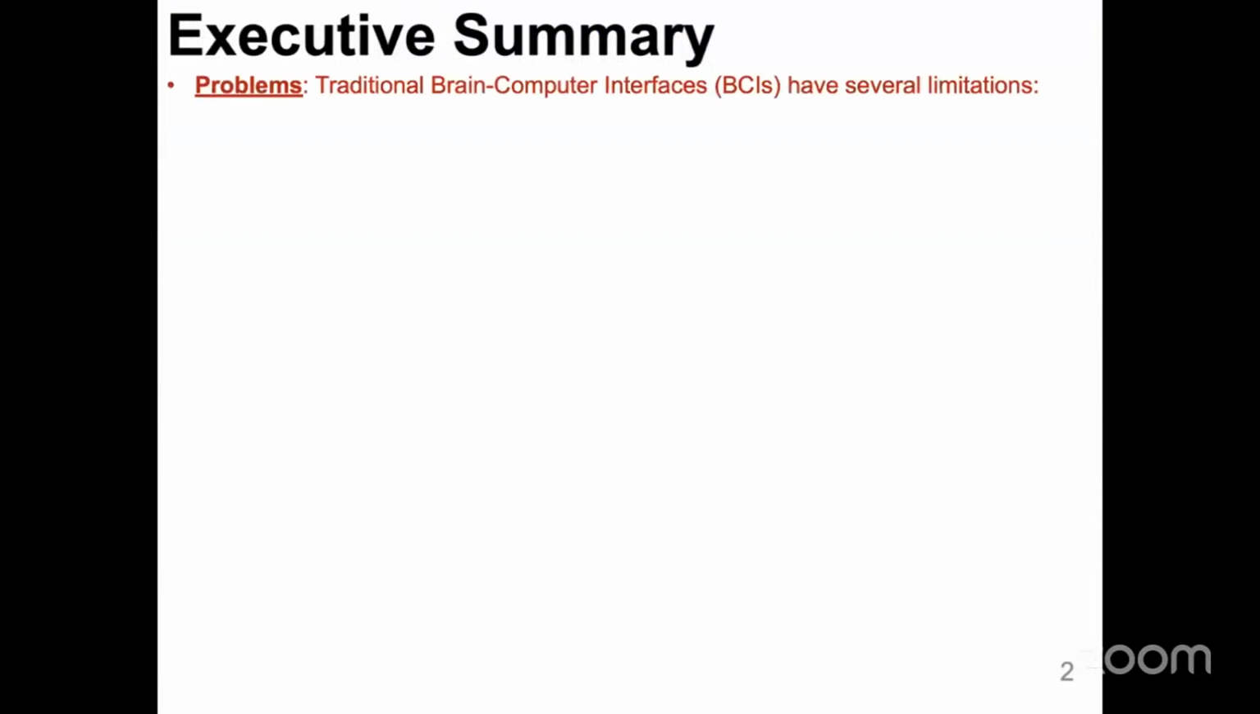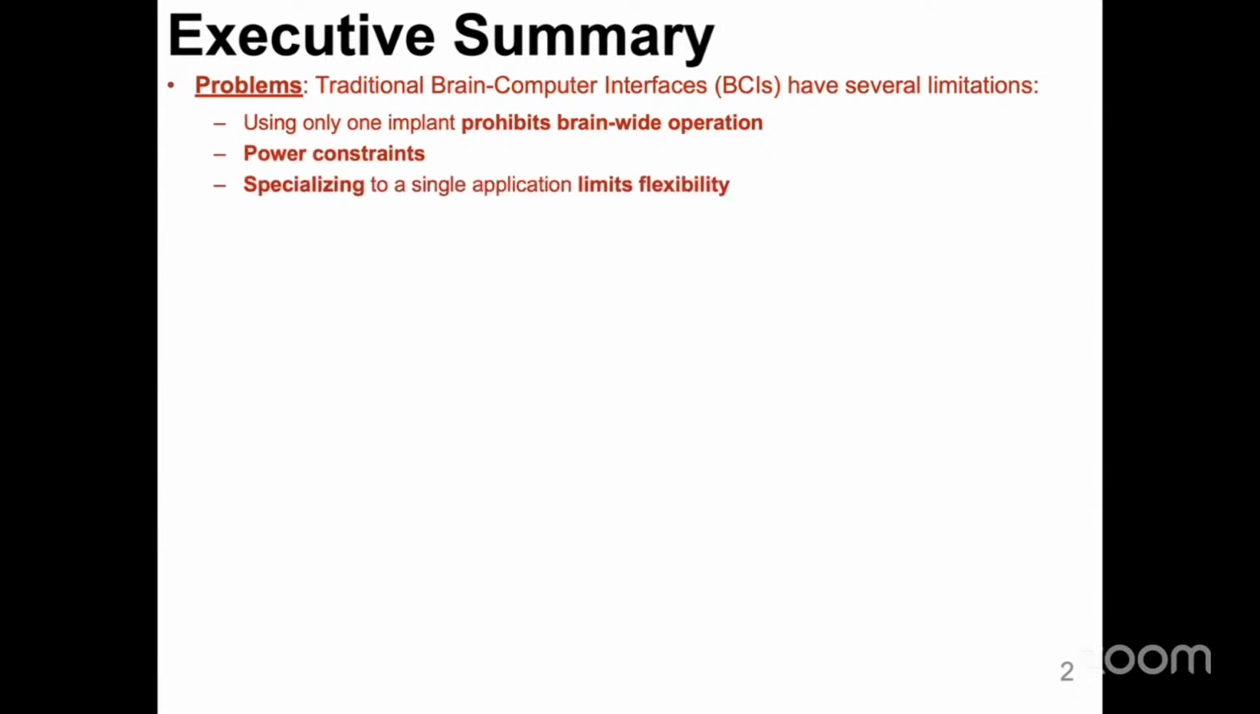First, I will go over some problems, specifically those traditional brain-computer interfaces, or short BCIs, are facing. Firstly, they are mostly constrained to a single brain site, which prohibits brain-wide operation. Secondly, they must operate under tight power constraints. And third, often to cope with these previous 2 constraints, they specialize to only a single application, which of course limits flexibility.